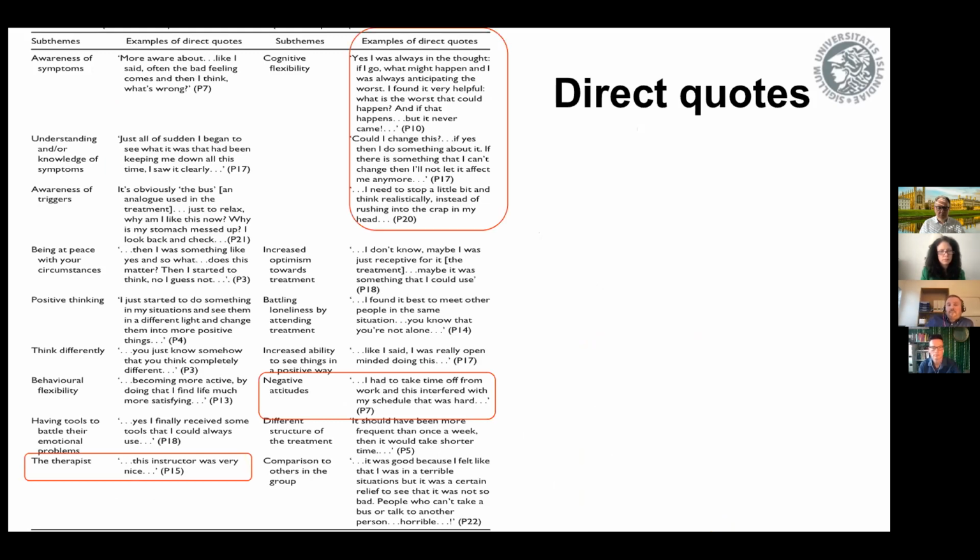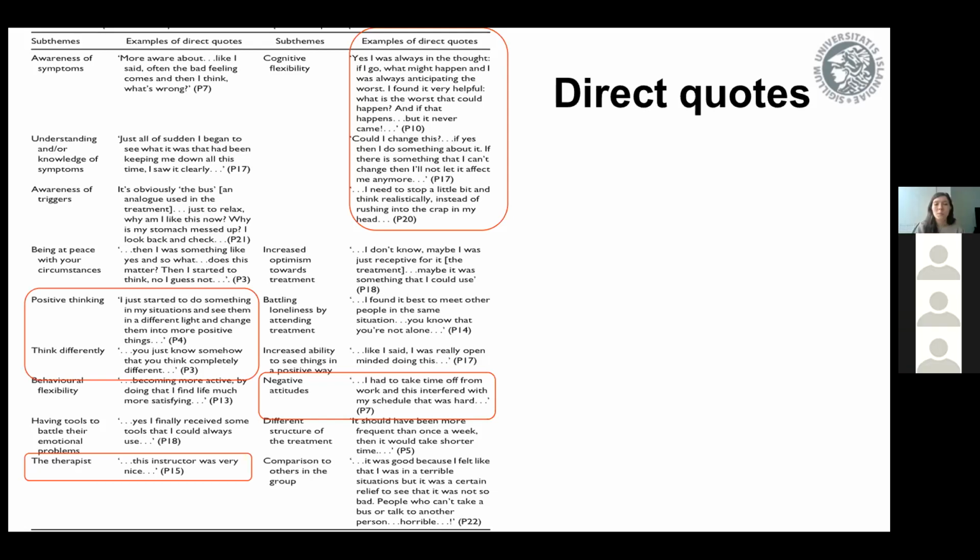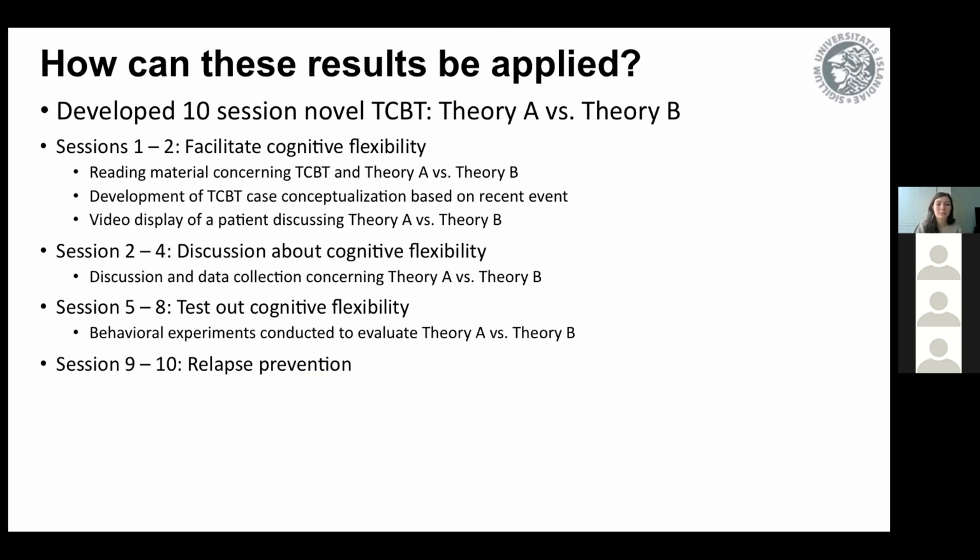Change slide. These are direct quotes from the people from the effective group, how they describe their cognitive flexibility. And change slide. And here you can see a direct comparison between a direct cognitive flexibility versus thinking about things in a very diffuse way or in a concrete way. For example, think differently. I just know somehow that you think completely different. Therefore, change slide. We thought, how can these results be applied?